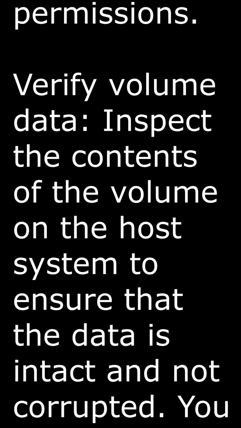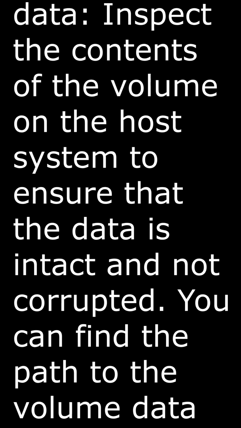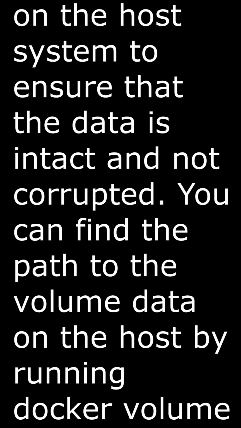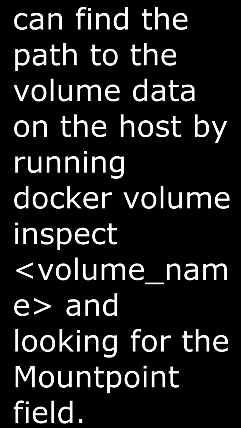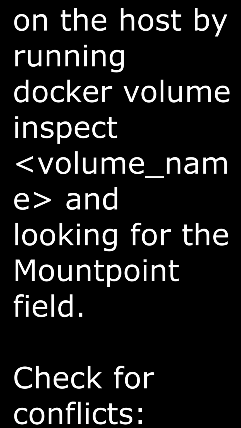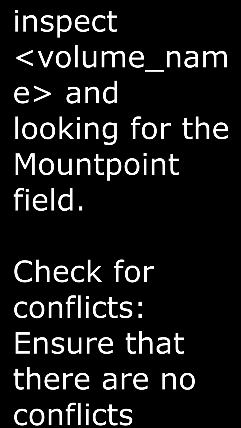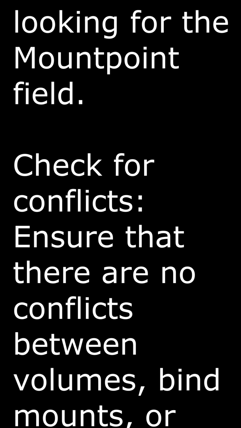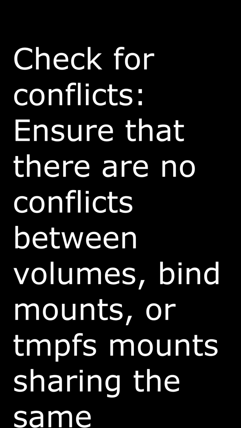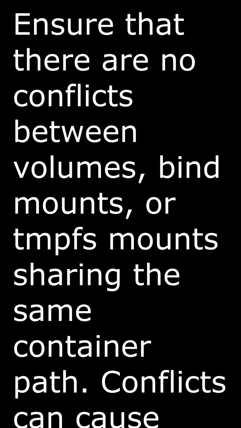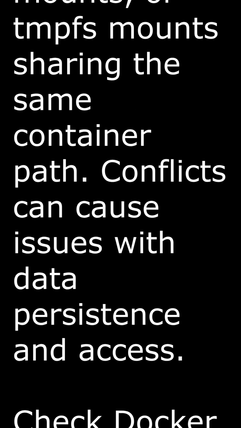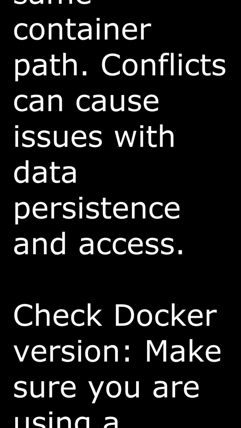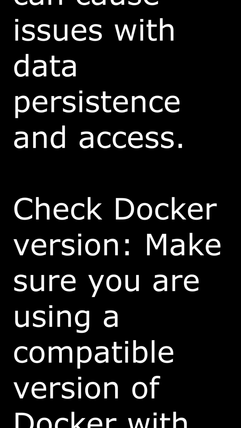Verify volume data. Inspect the contents of the volume on the host system to ensure that the data is intact and not corrupted. You can find the path to the volume data on the host by running docker volume inspect volume_name and looking for the mount point field. Check for conflicts. Ensure that there are no conflicts between volumes, bind mounts, or tmpfs mounts sharing the same container path. Conflicts can cause issues with data persistence and access.